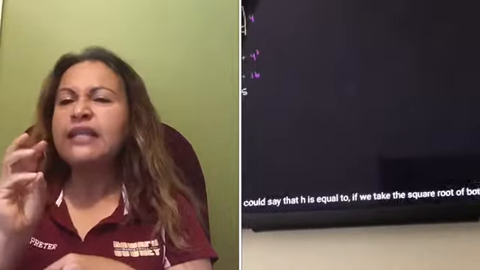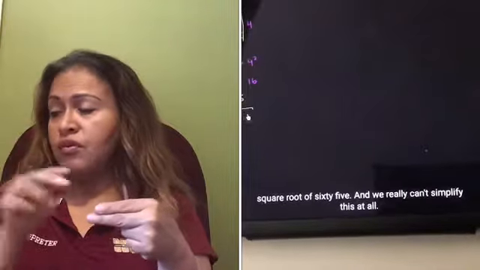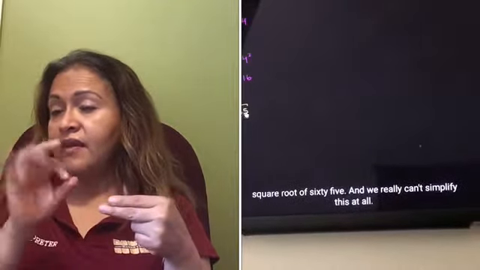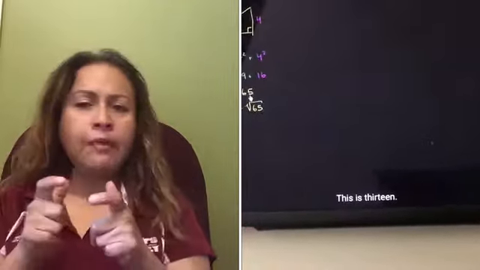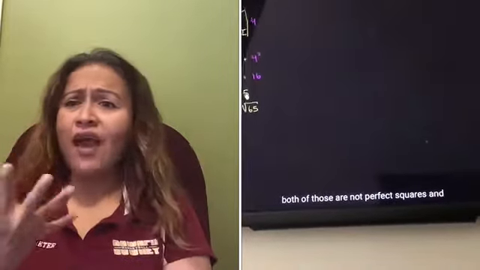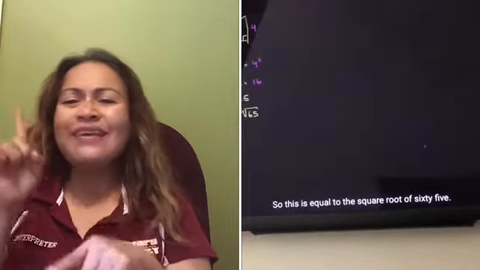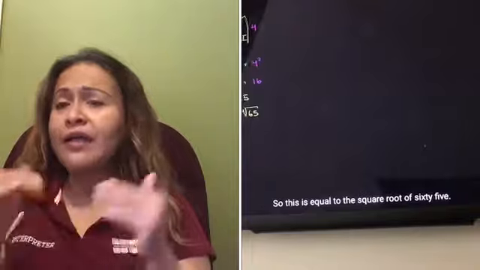Or we could say that h is equal to, if we take the square root of both sides, the square root of 65. And we really can't simplify this at all. This is the same thing as 13 times 5. Both of those are not perfect squares, and they're both prime, so you can't simplify this anymore. So this is equal to the square root of 65.